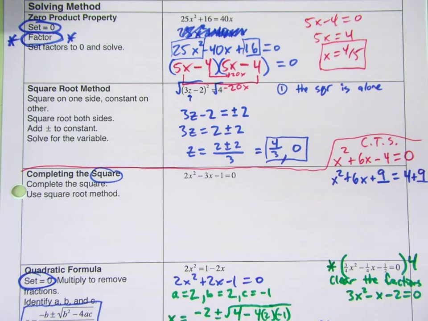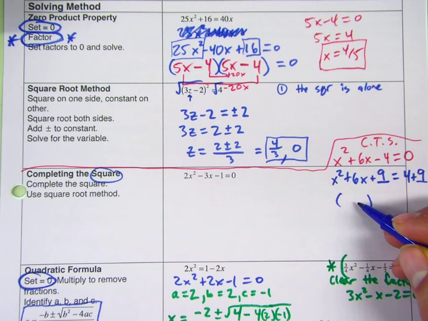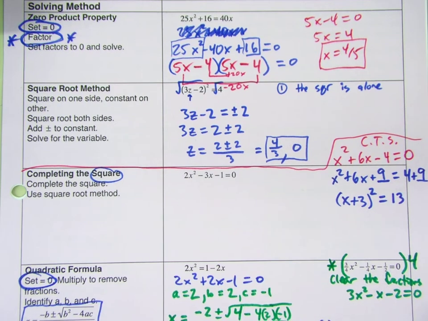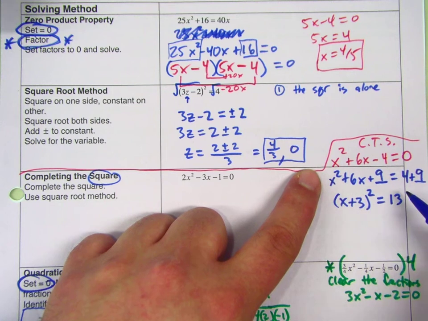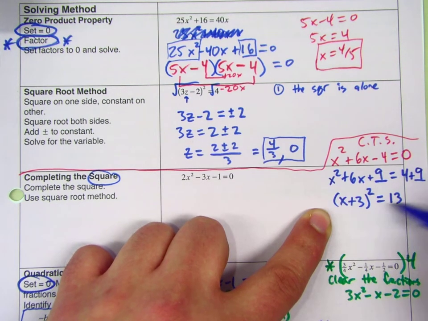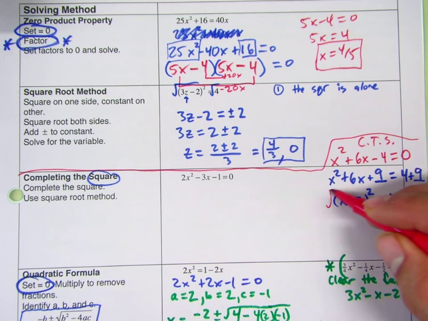Okay? Now the whole point of adding this 9 there is that this is going to factor as x plus 3 times x plus 3. We made it that way. Does that make sense? So this is going to become x plus 3 squared. And then on the right-hand side, we got 13 now. So now I've taken this equation and turned it into the square root method, essentially. See what I'm saying? Now we can square root both sides like we did in the previous box.